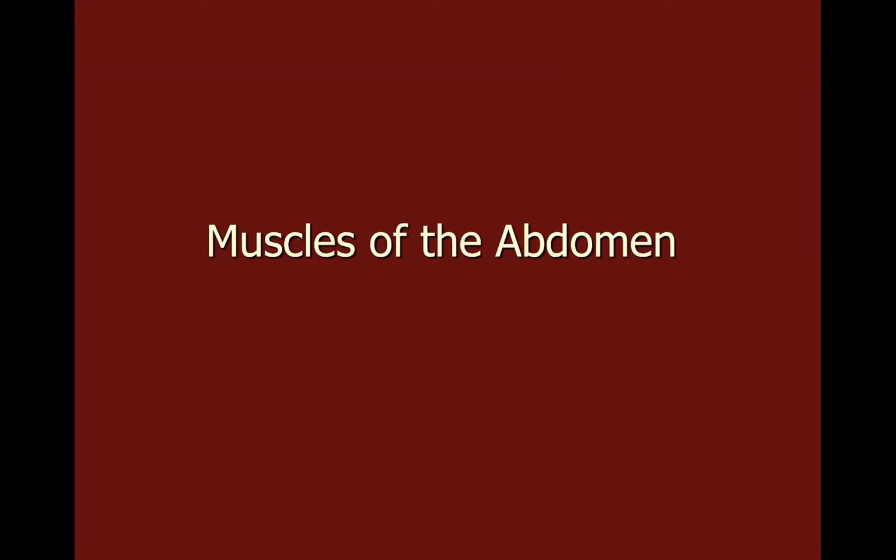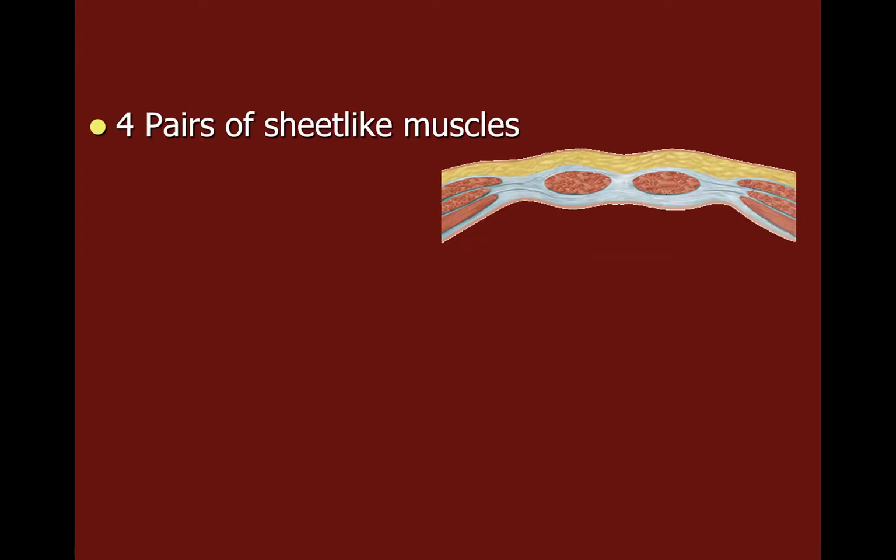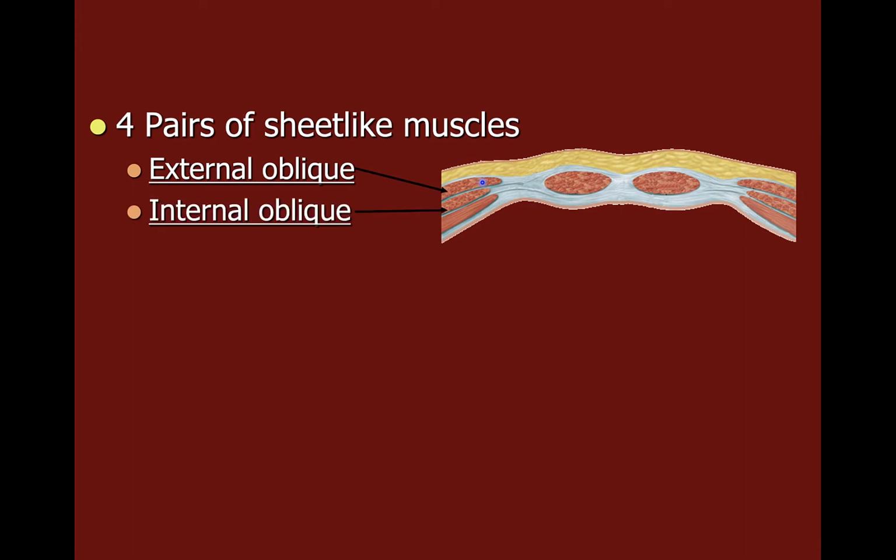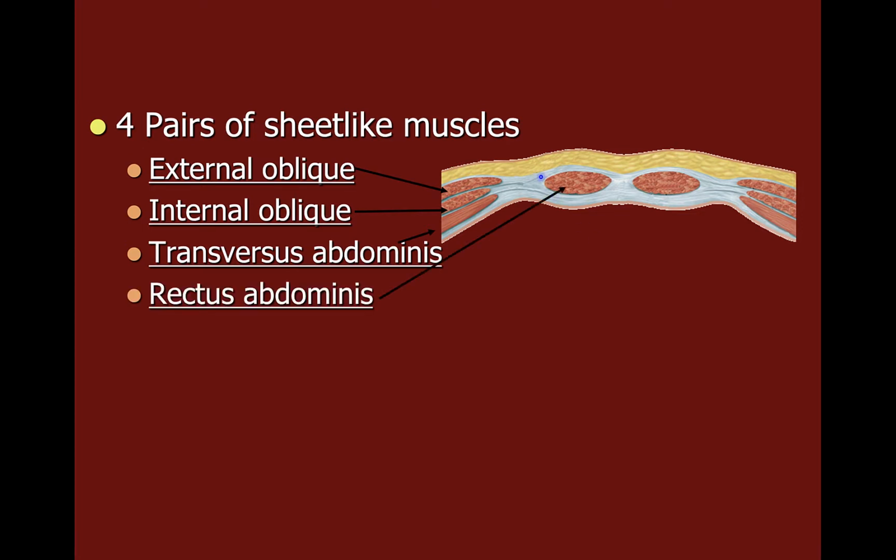Let's move inferiorly to our abdomen. We have 4 pairs of these muscles that are sheet-like. When we look at these, we can see we have our external abdominal obliques. We have our internal abdominal obliques deep to that, and our transversus abdominis deep to that. So this is anterior, this is posterior, this is where our organs and viscera would be. And then we have our rectus abdominis right in here.